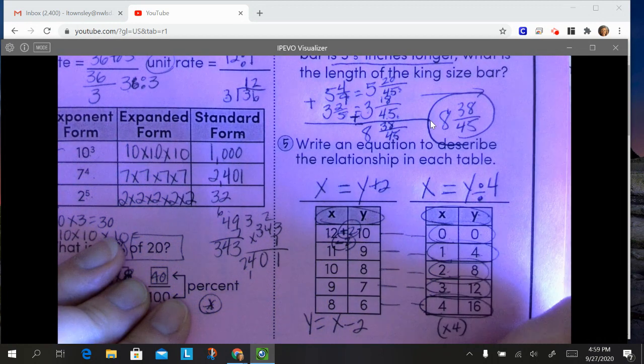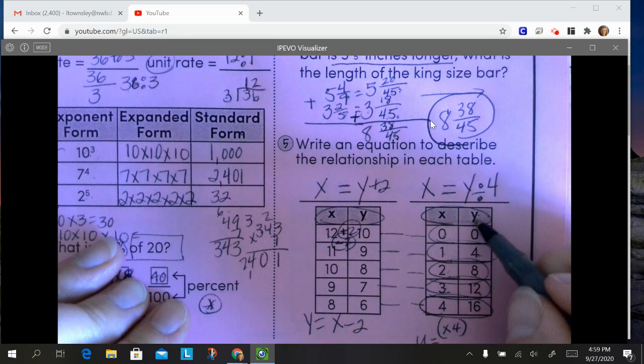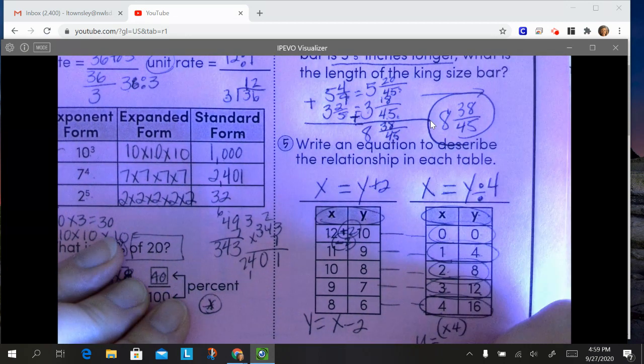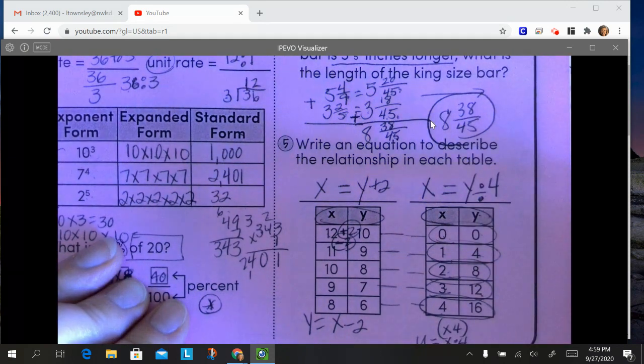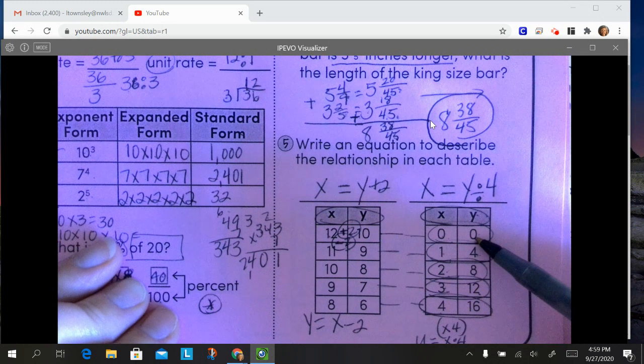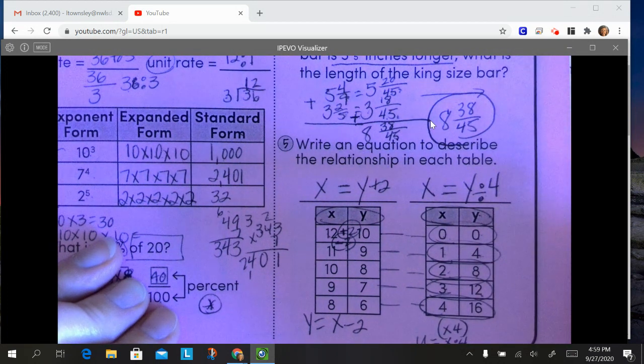Now, what if we looked at it from the other way? What if we looked at it from Y's perspective? Y would equal X times 4. So that's the key to the relationship: Y would equal X times 4.